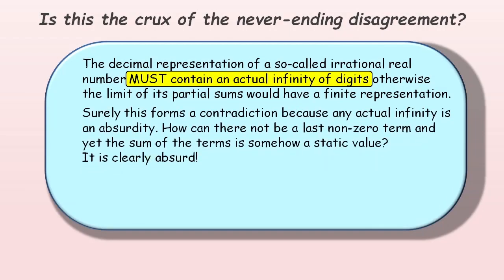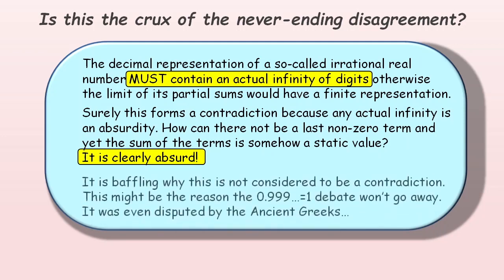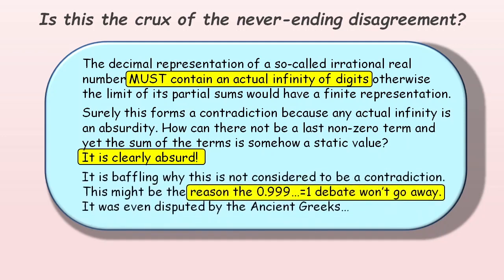How can there be no last non-zero term, and yet the sum of the terms is somehow a static value? It doesn't make any sense. The 0.9 recurring equals 1 debate won't go away while blatant absurdities like this one remain unresolved. This problem was even debated by the ancient Greeks.